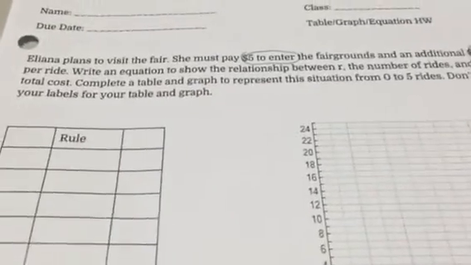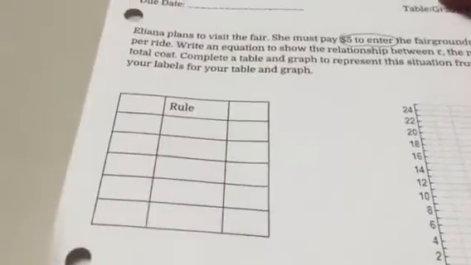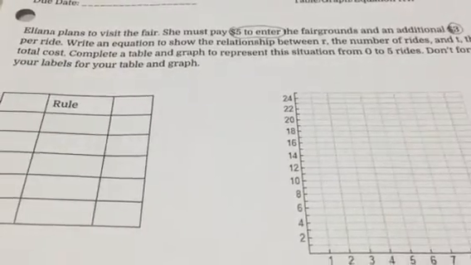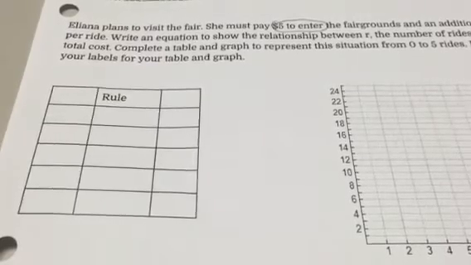Write an equation to show the relationship between R, the number of rides, and T, the total cost. Complete a table and graph to represent the situation from 0 to 5 rides. Don't forget your tables and your labels for the table and the graph.